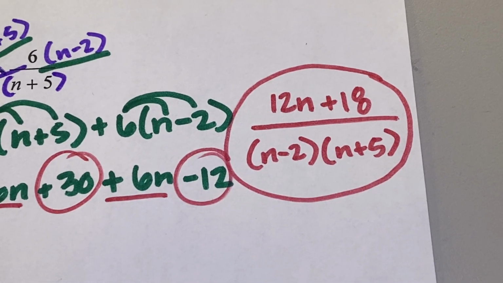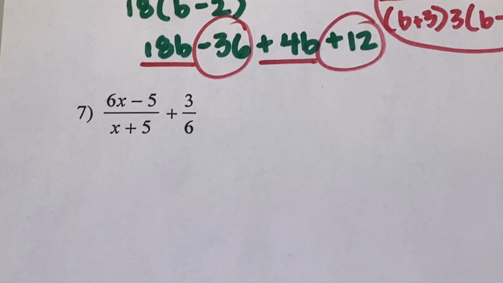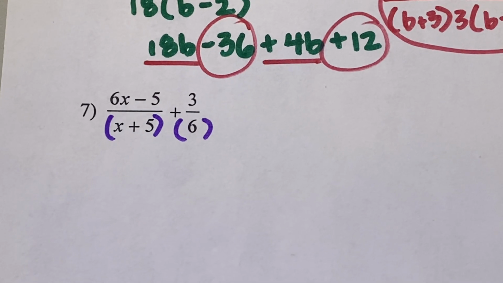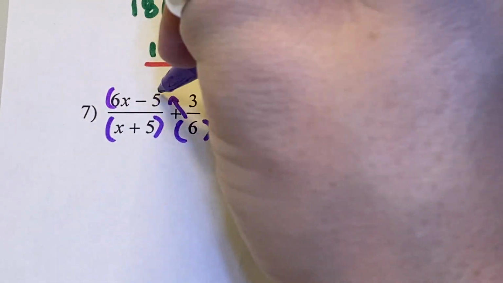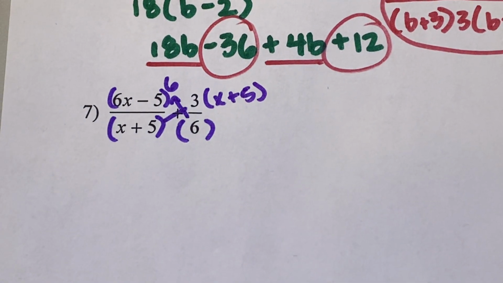Number 7. Okay. Don't worry about the numerators yet. Look at your denominators. I have x plus 5 and 6. Are those denominators the same at all? No. Which means 6 needs to be multiplied to that numerator. And x plus 5 needs to be multiplied to that numerator. Okay, just take each piece, multiply it.